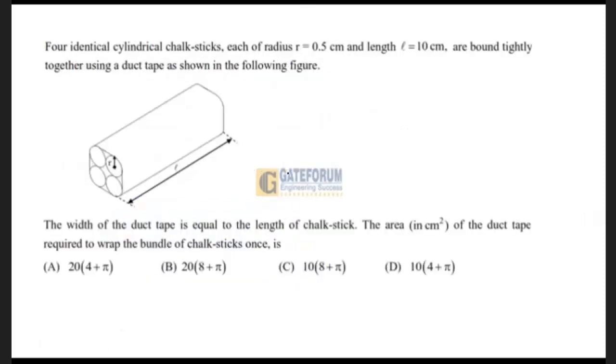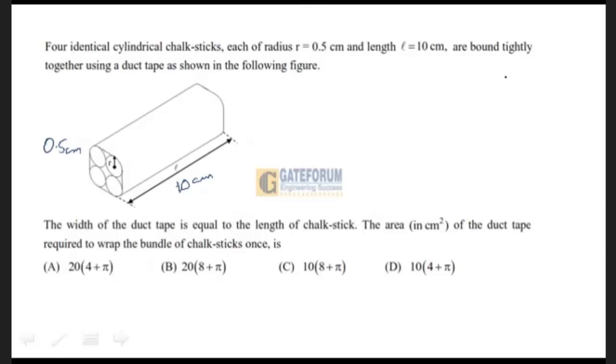Let's move on. 4 identical chalk sticks, each of radius 0.5 centimeter and length L is equal to 10 centimeter. See, this is the length L of the chalk. This is 10 as per the data. And see, this is the radius of a chalk stick. This is 0.5 centimeter as per the data.